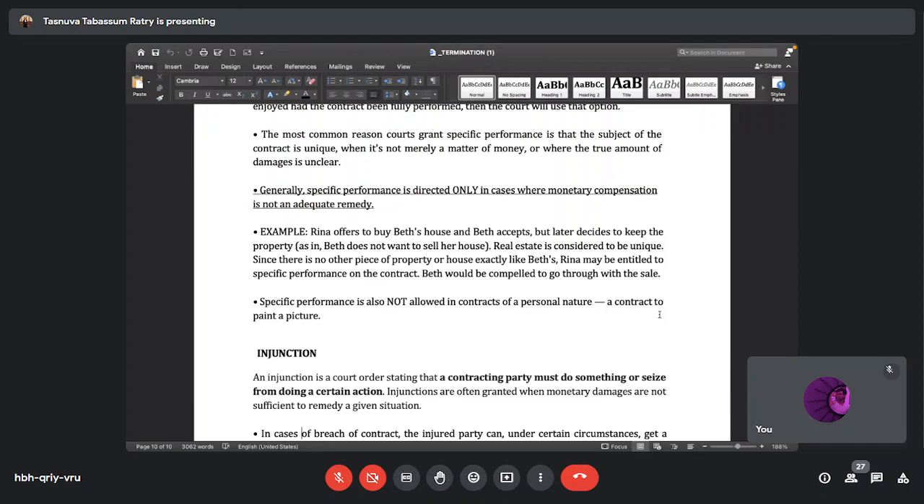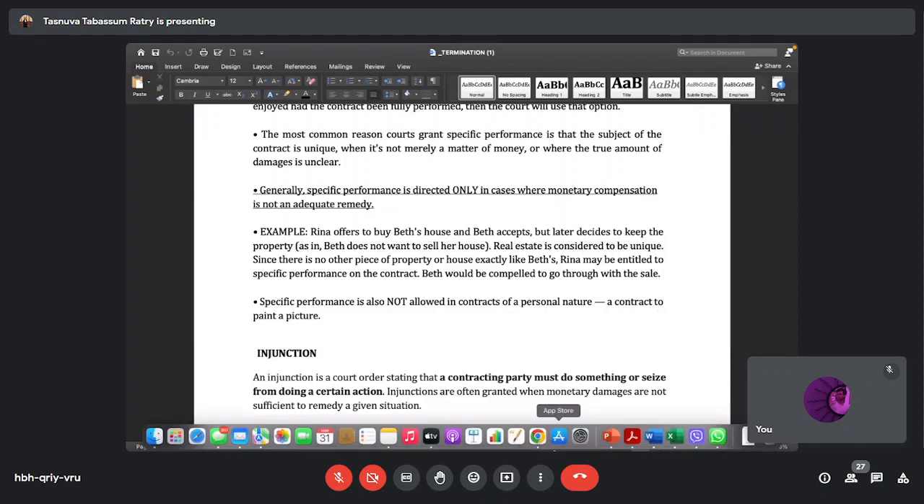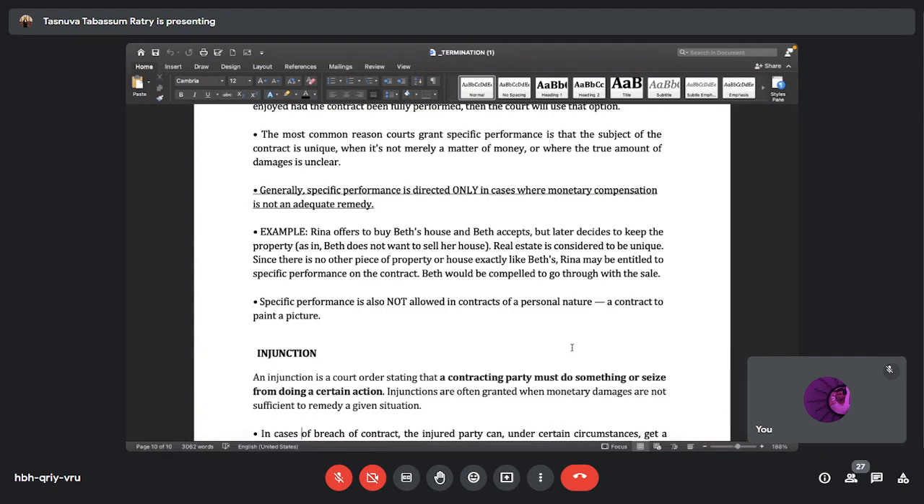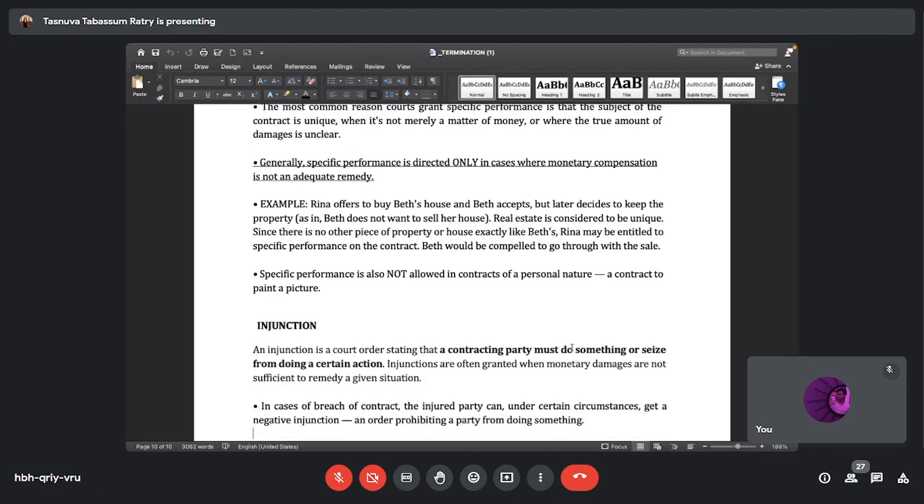That is an order of specific performance, putting the parties back to the position where they would have been if the contract was fully performed. However, this order would only be given in situations where the contract is not of personal nature and where the court thinks appropriate because monetary compensation will not be an adequate remedy for the parties.